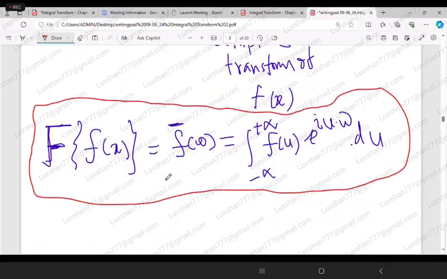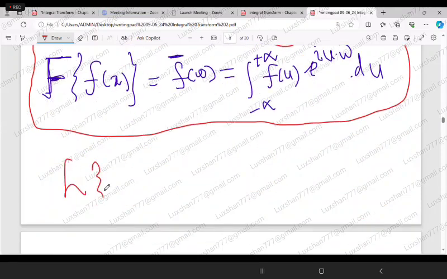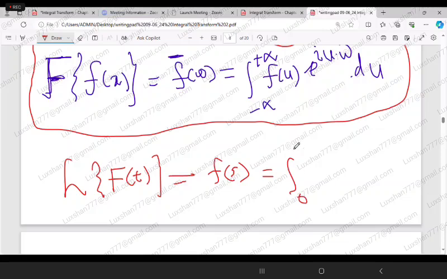And in Laplace transform, what are we doing? Our function is capital F(t), and the transform function is F(s). Similarly, the definition is 0 to infinity e to the power minus st into capital F(t).